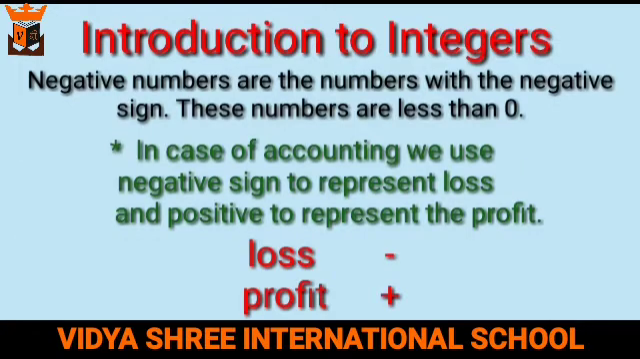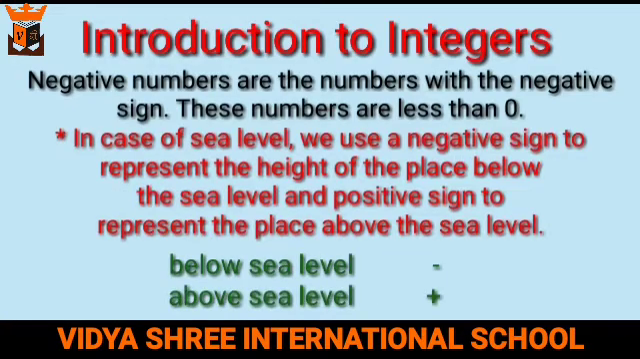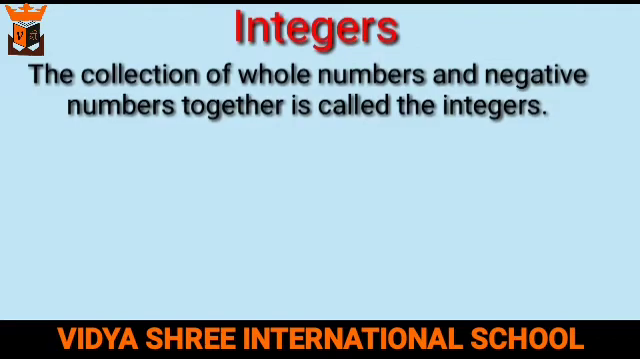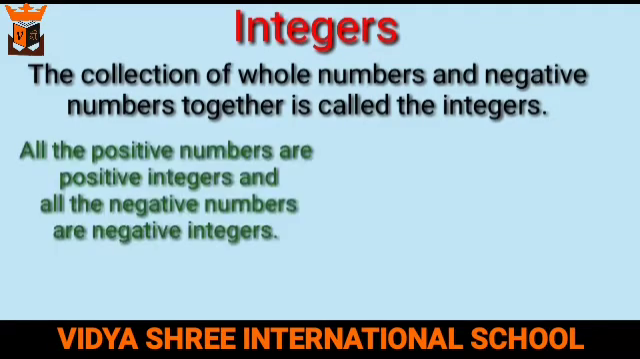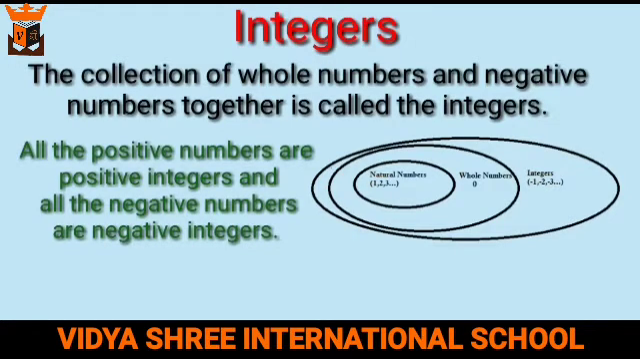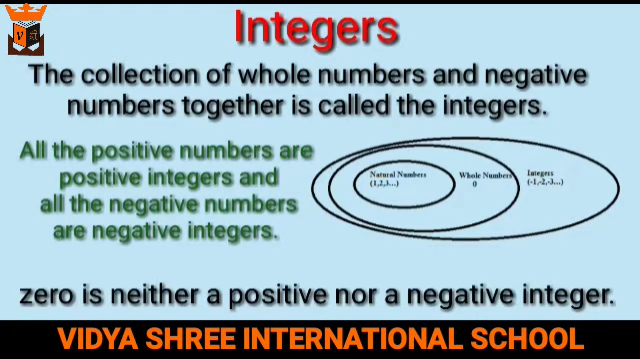In case of accounting, we use negative sign to represent the loss and positive to represent the profit. In case of sea level, we use a negative sign to represent the height of a place below the sea level and positive sign to represent the place above the sea level. The collection of whole numbers and negative numbers together is called the integers. All the positive numbers are positive integers and all the negative numbers are negative integers. 0 is neither a positive nor a negative integer.